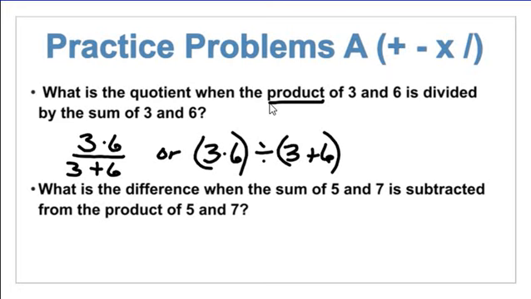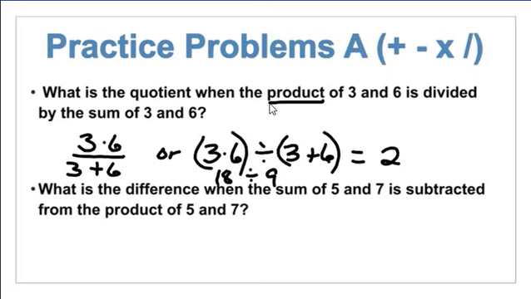And if we were to answer this, 3 times 6 is 18. 3 plus 6 is 9. So that would give you an answer of 2. 18 divided by 9 is 2.